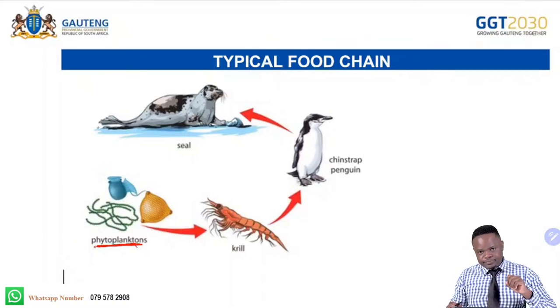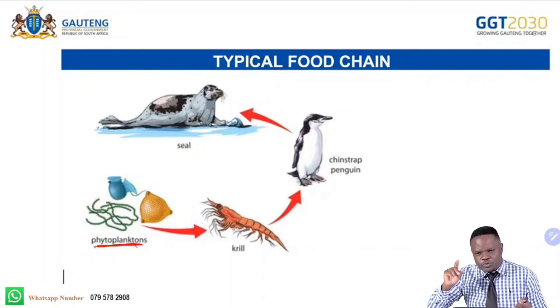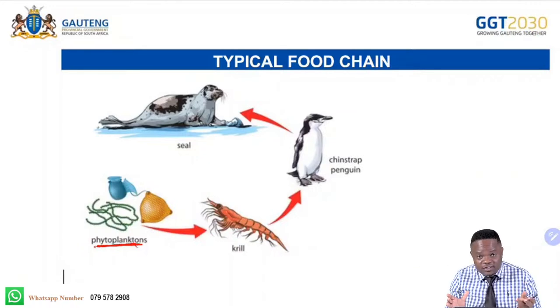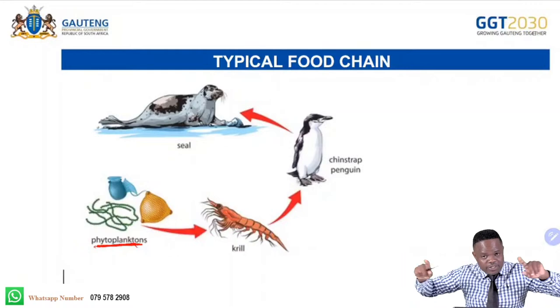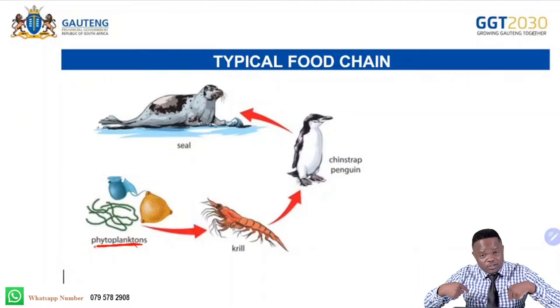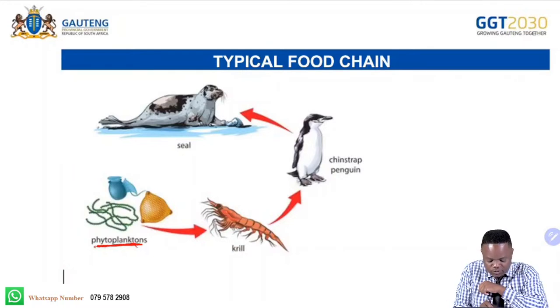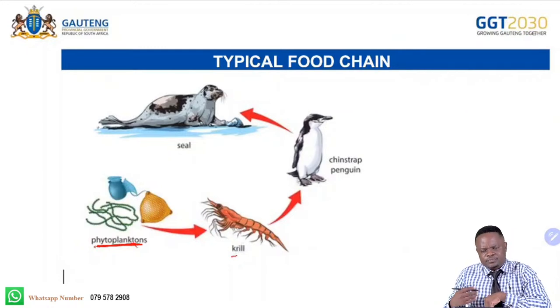a producer? Right? A producer, all the arrows, they point away from your producer. Take note of that. It means it is eaten. So if you are given your food chain or your food web, as you shall see, to identify your producer, you see the arrows point away from it. It is the source of food for your food chain. So in this case, we have our phytoplankton, right? Which will be eaten by the krill, the penguin, until we have our seal, right? So that is our producer, primary consumer, secondary consumer, and our tertiary consumer.